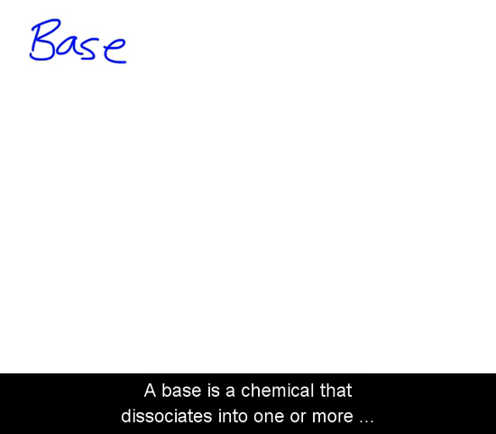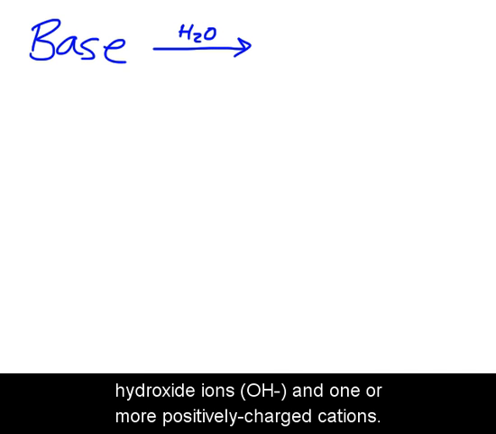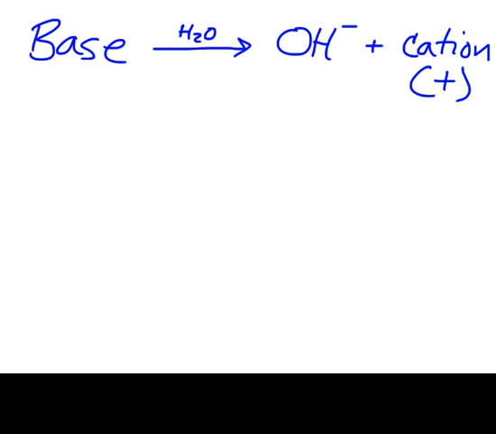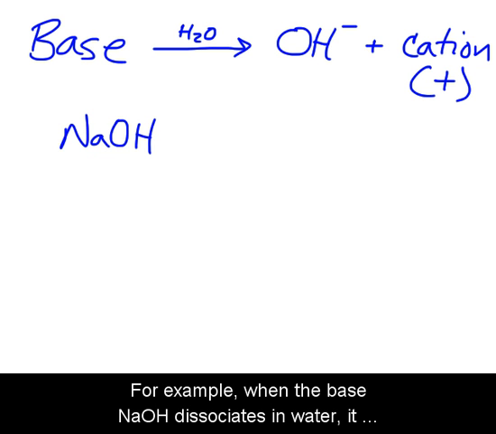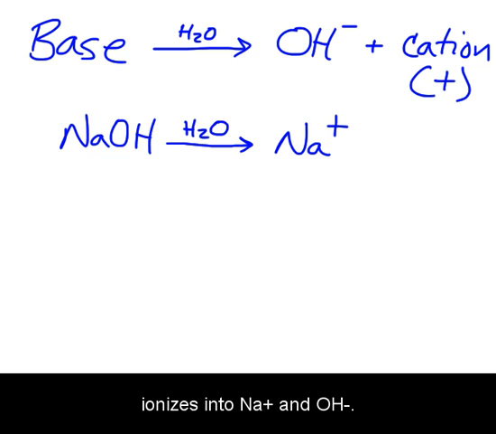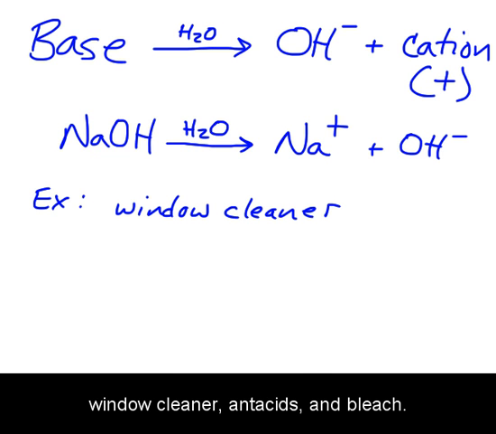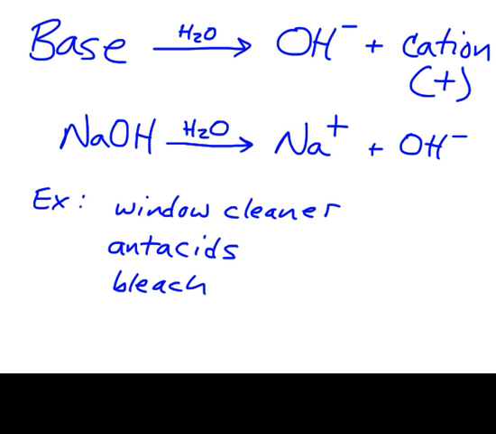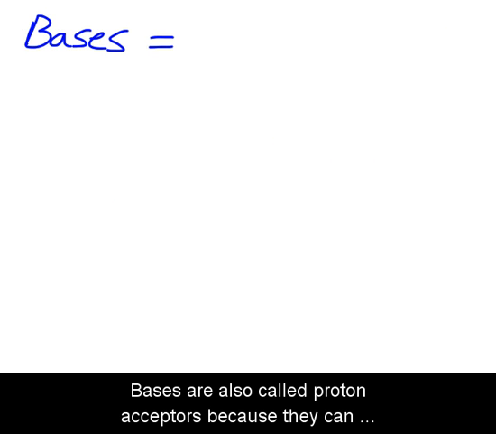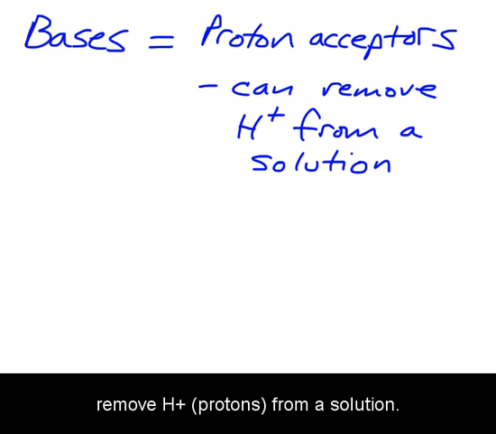A base is a chemical that dissociates into one or more hydroxide ions and one or more positively charged cations. For example, when the base sodium hydroxide, NaOH, dissociates in water, it ionizes into sodium ion and hydroxide ion. Some common household examples of bases include window cleaner, antacids, and bleach. Bases are also called proton acceptors because they can remove hydrogen ions, protons, from a solution.